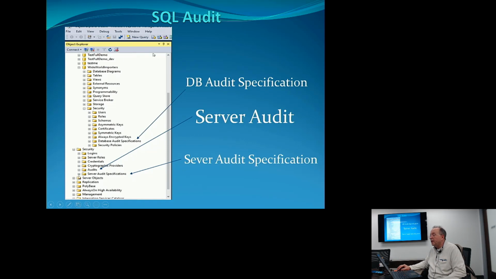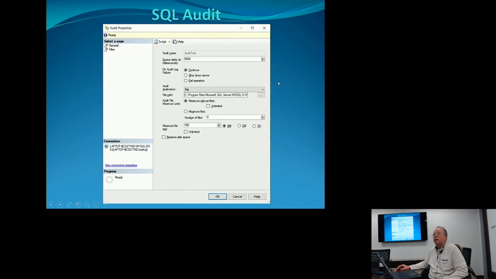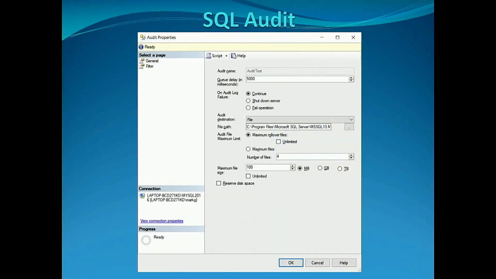So the server audit is at the server level, the collector. I hate using that word, but I think it's a good word because that's really what it's doing. And the specification is either at the database level or the server level. This is what a SQL audit looks like. There's nothing to it. You right-click on the window for the audit. You give it a name.